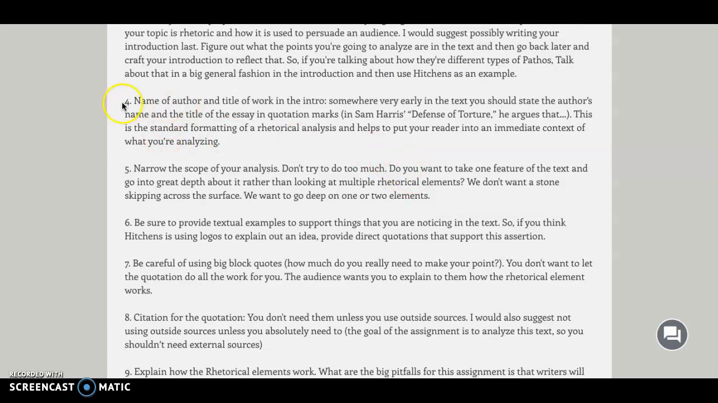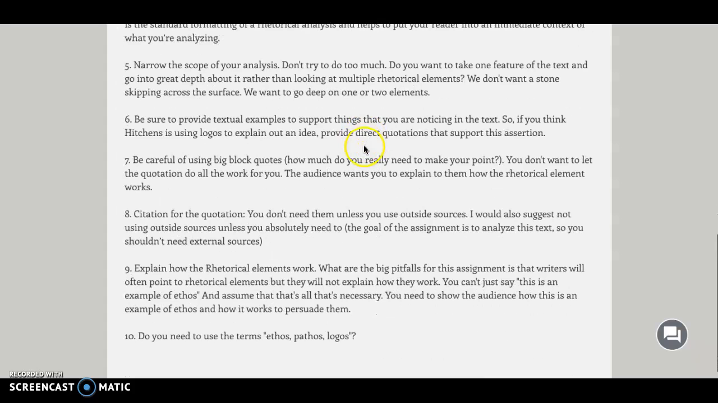You do want to have the author's name and the title of the work somewhere in the introduction. So you do, and that's kind of just a standard. Where it ends up being is that Christopher Hitchens writes in his 2008 essay, "Believe Me, It's Torture," that. And also remember that in this case, "Believe Me, It's Torture" is going to be the title of the essay, so it's going to be in quotation marks as well. So you want to have at least that kind of identifying factor within it as well.